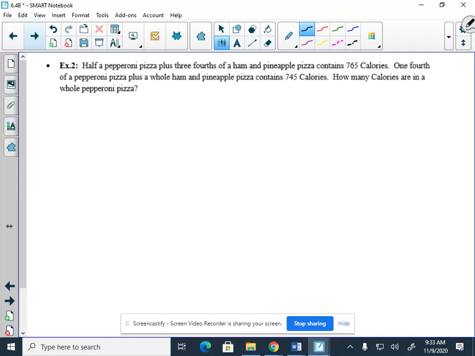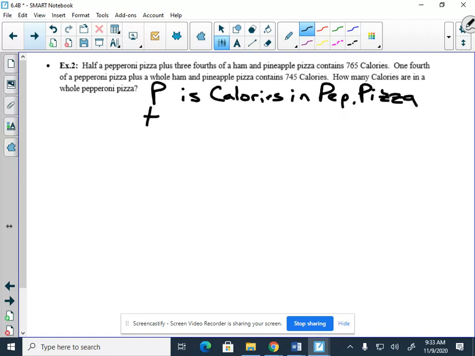Next up. Half a pepperoni pizza plus 3/4 of a ham and pineapple pizza contains 765 calories. 1/4 of a pepperoni pizza plus a whole ham and pineapple pizza is 745 calories. How many calories are in a whole pepperoni pizza? So, P is calories in a pepperoni pizza. H, calories in a ham and pineapple pizza.